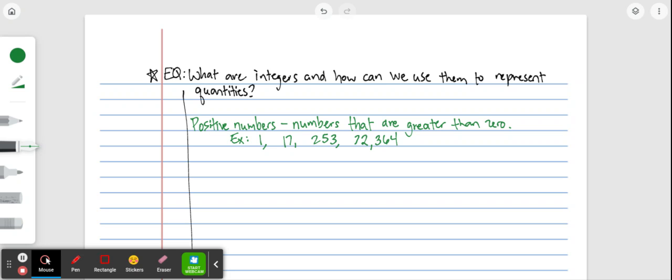You can write them like this without a positive sign, or you could put a little plus sign next to them. Either way, that's how you denote positive numbers. Okay, they're automatically assumed to be positive, so you don't have to put the plus sign next to them.